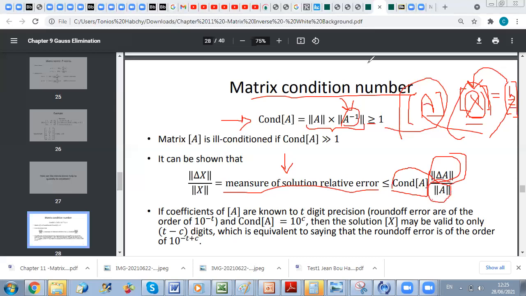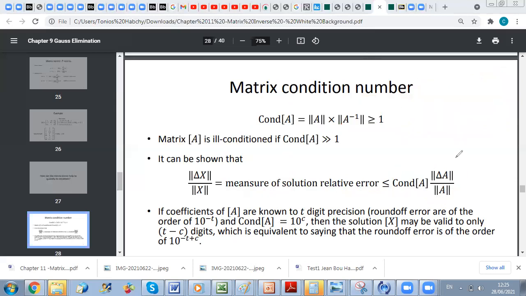Okay, what do we mean by this? To be more clear, if you vary the B vector by 1%, if your condition number is 1, then you will have the same percentage of variation in X. But if your condition number, for example, is 10, then if you vary B or A coefficients by 1%, expect to have 10% variation in X. And the higher the condition number, the higher the variation between these two, okay?